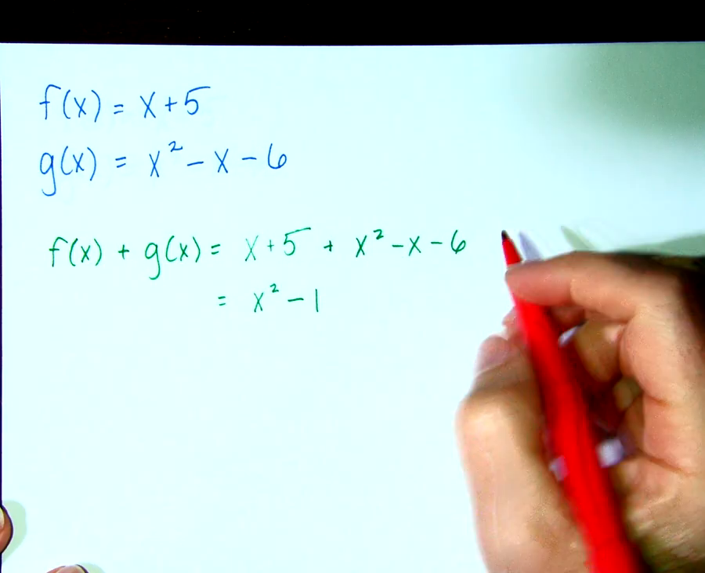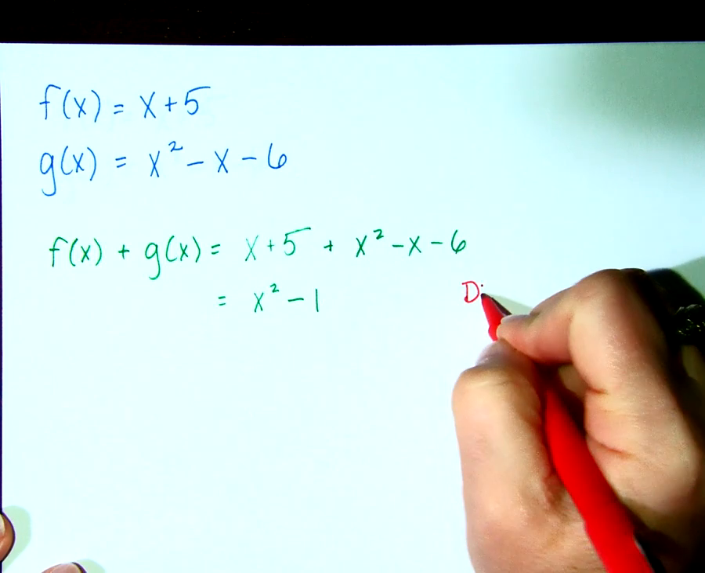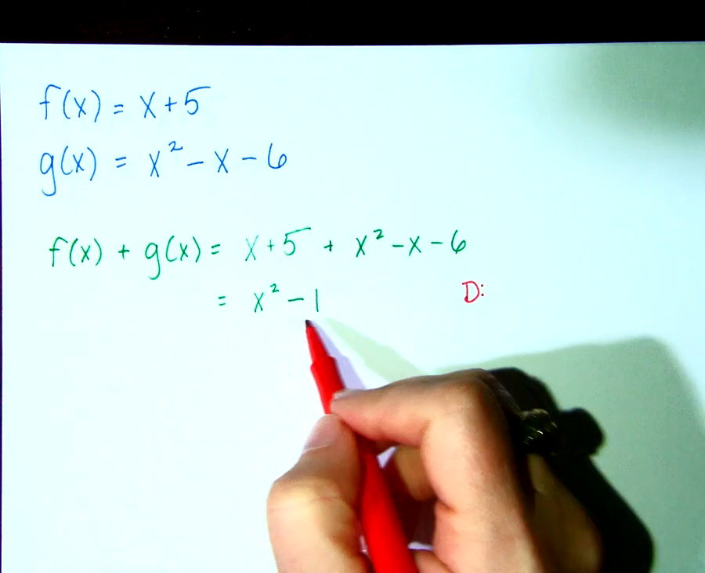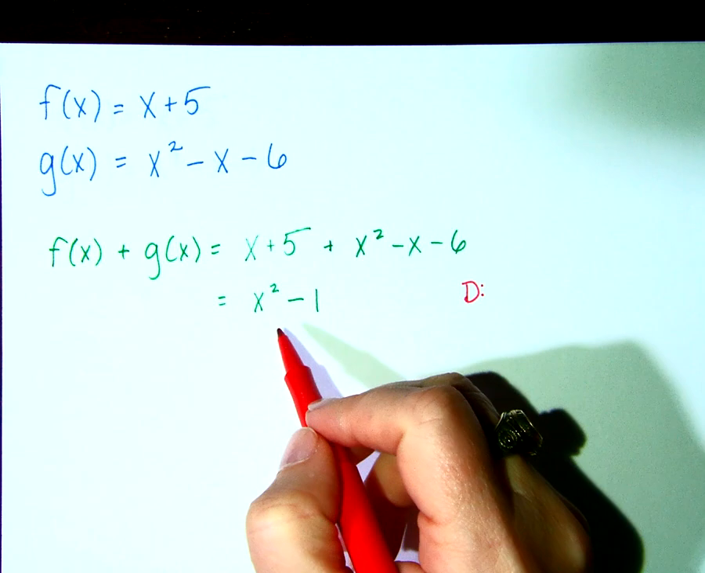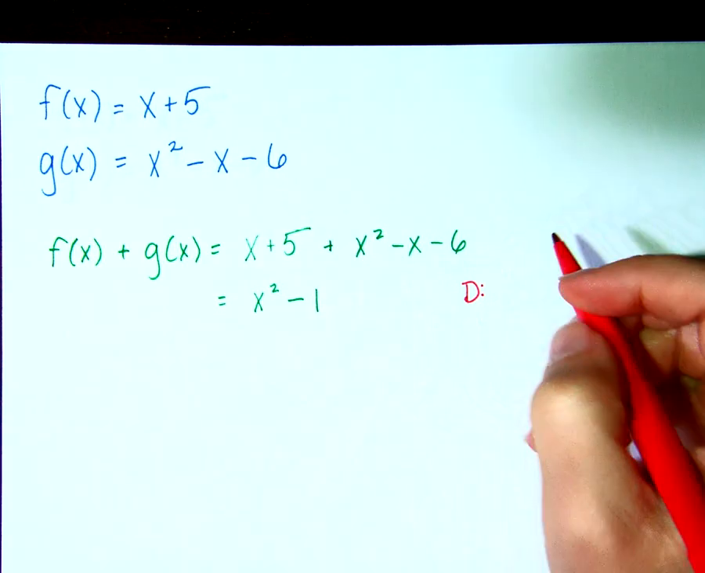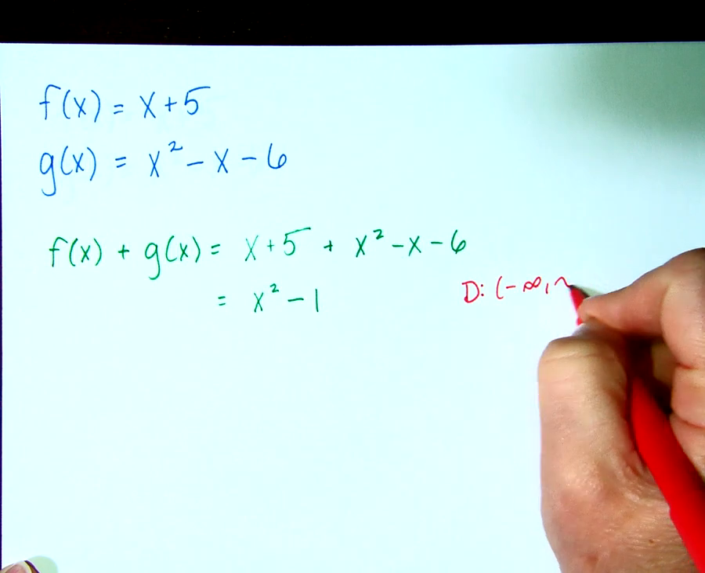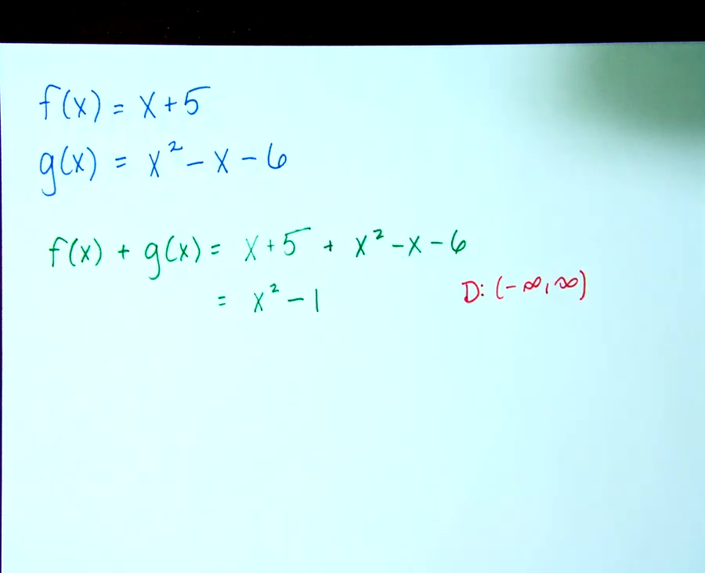What's my new domain of my new function? Yeah, how do you know it's all reals? It's a parabola, right? It's a functional parabola, which means my domain is all reals, or negative infinity to positive infinity, right? We're working on interval notation today, so we're going to write our domain like this. Okay?